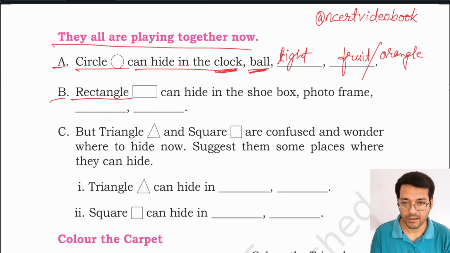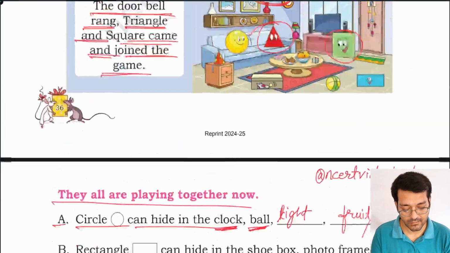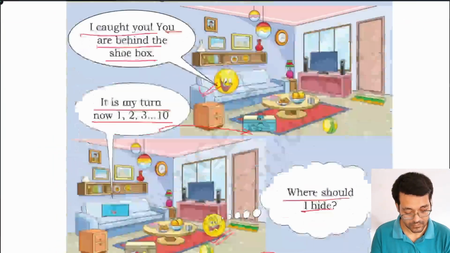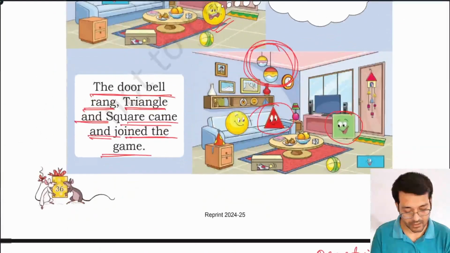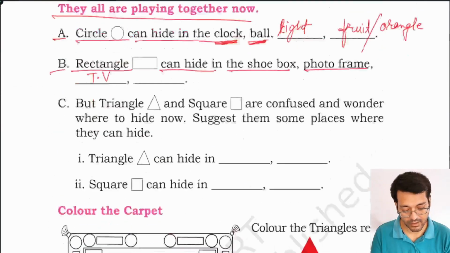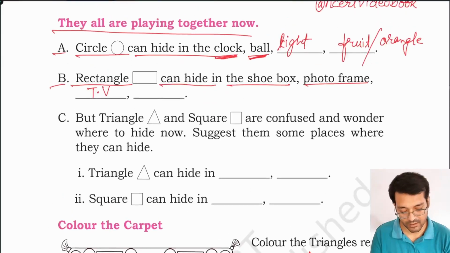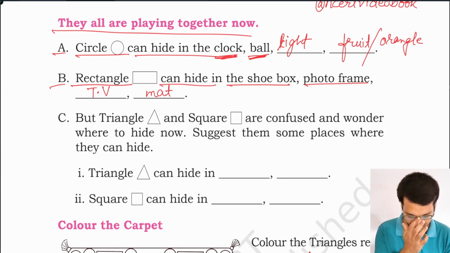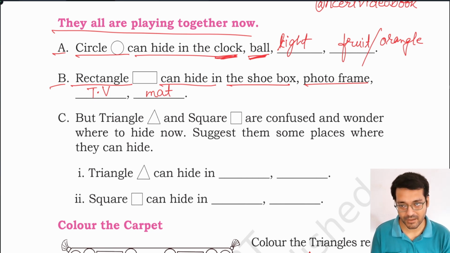B, rectangle can hide in the shoebox, photo frame, behind television or TV, or behind the mat. Rectangle can hide behind the mat because the shape of the mat is rectangular as well as its shadow will be rectangular.